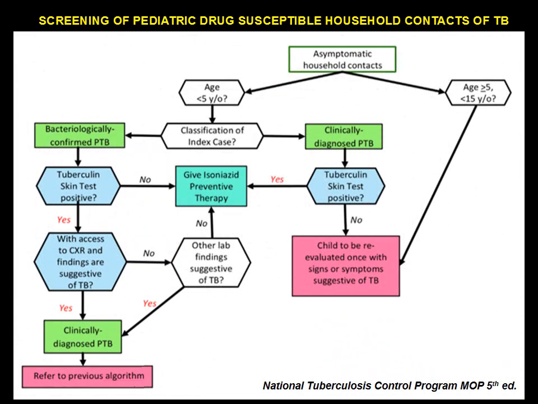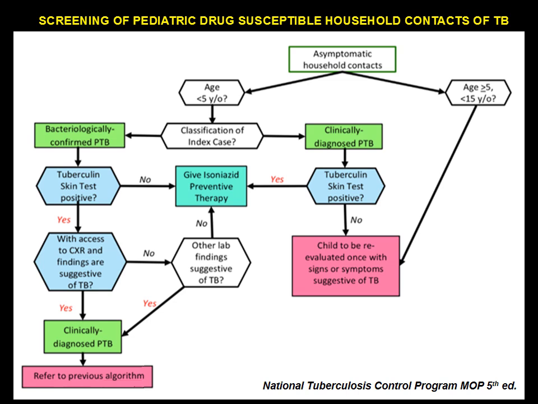Screening of household contacts of TB cases. All symptomatic contacts shall be evaluated based on the previous algorithm. All asymptomatic household contacts, more than 5 but less than 15 years old, shall be re-evaluated once with signs and symptoms of TB. For less than 5 years old, contacts of clinically diagnosed cases, do a TST. If negative, child is for re-evaluations once with signs and symptoms of TB. However, if TST is positive, give isoniazid preventive therapy or IPT for 6 months.